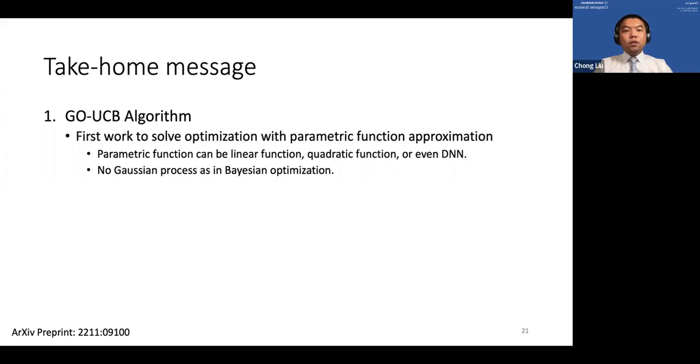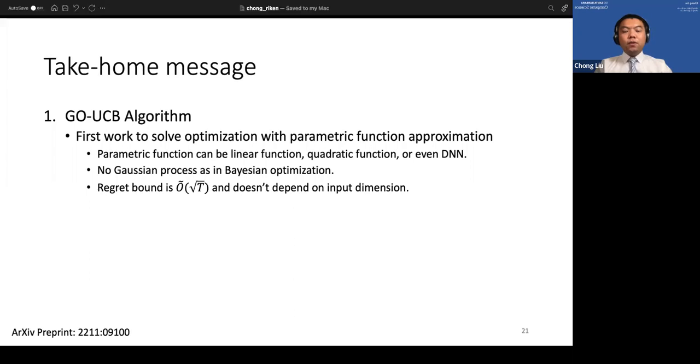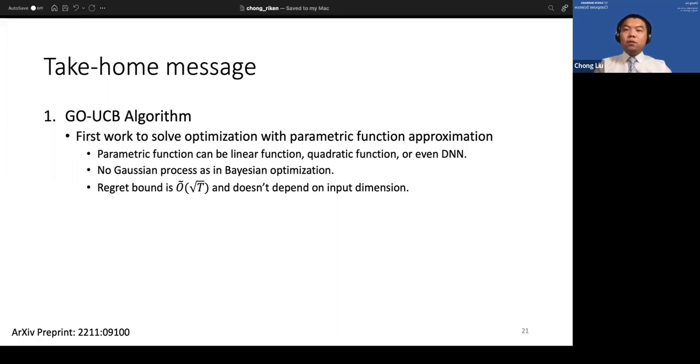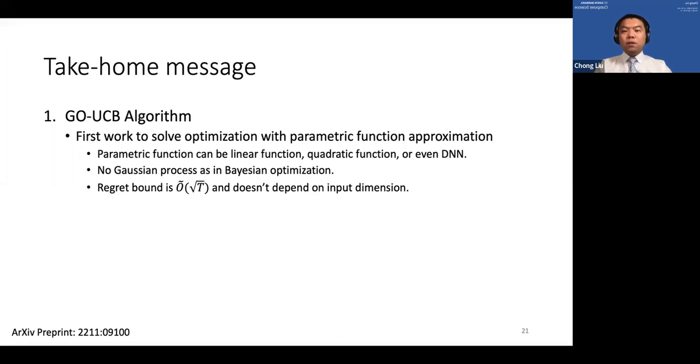In this work, I'm not assuming the Gaussian process as in Bayesian optimization, so it does not suffer from the curse of dimensionality in theory. Also, my cumulative regret bound is of the order of the square root of T, and it does not depend on the input dimension, the small d. How can I achieve this? Because I'm using another deep neural network, another parametric function, to approximate the original function. So the cumulative regret bound does not depend on the input dimension.